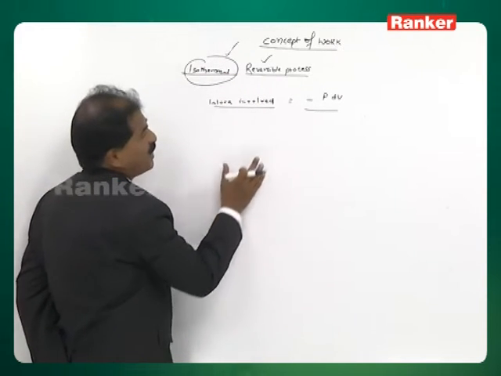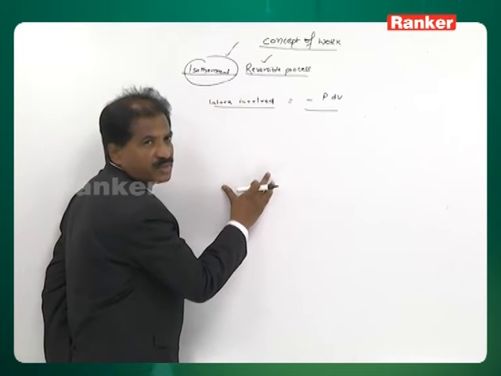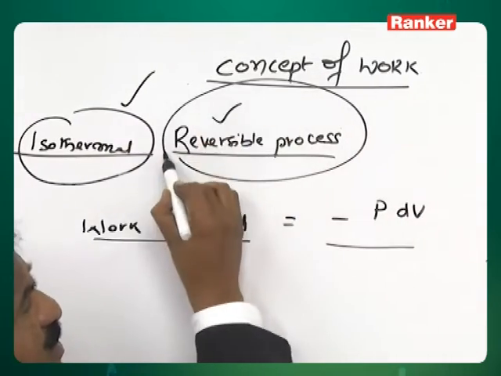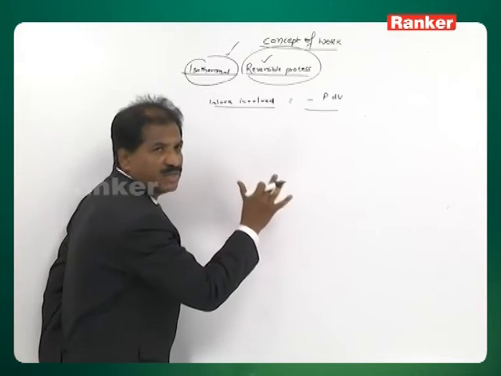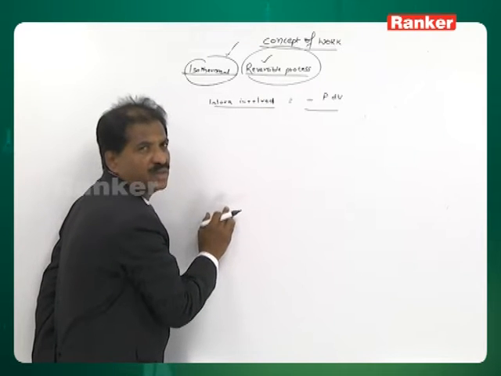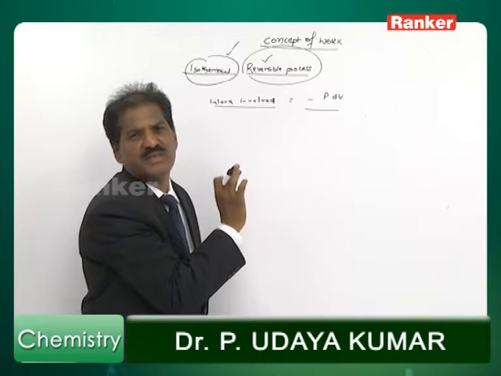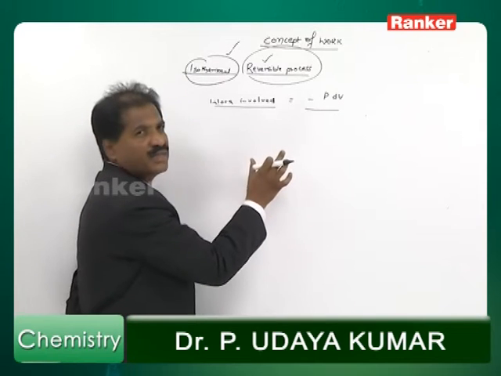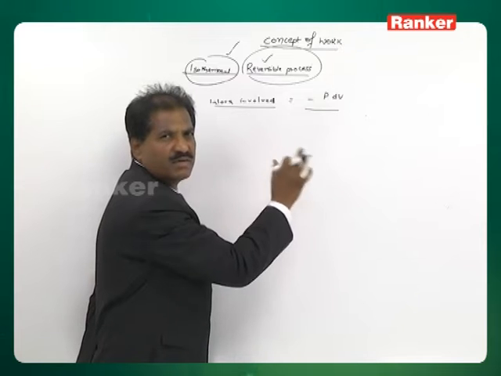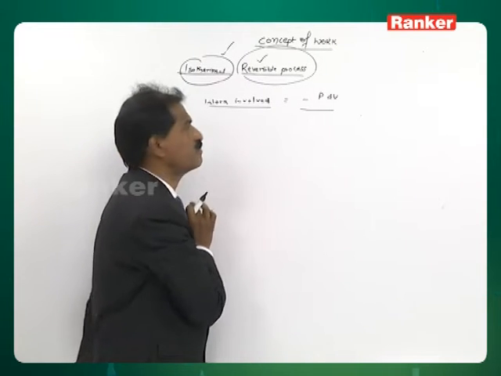For example, if the expansion process takes place at constant temperature, it is called isothermal process. Next, during the expansion of any gas, if the system and surroundings are in equilibrium at every stage, hence it is described as the reversible process. Therefore, isothermal reversible expansion of the gas means the expansion of the gas at constant temperature when the system and surroundings are in equilibrium with each other.